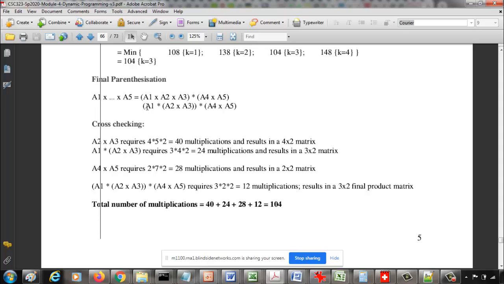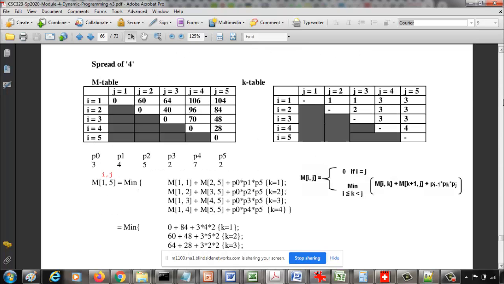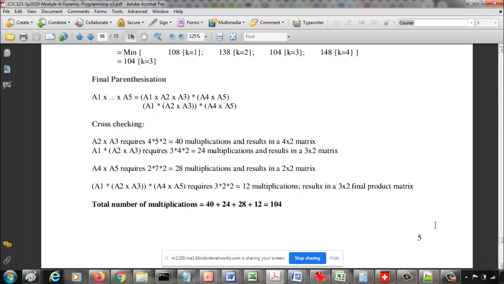Then you're going to multiply A1 with the product of A2 and A3. So A1 is what dimension? 3 by 4, and this product is 4 by 2. So 3 by 4 with 4 by 2. So the common dimension is 4. So 3 times 4 times 2, that is 24 multiplications to multiply A1 with this product. And the resulting matrix is going to be a 3 by 2 matrix. Okay, because it's 3 by 4 times 4 by 2, so it's going to be a 3 by 2. The common dimension goes away, so a 3 by 2 matrix.